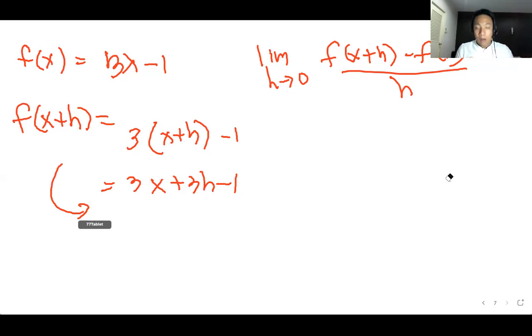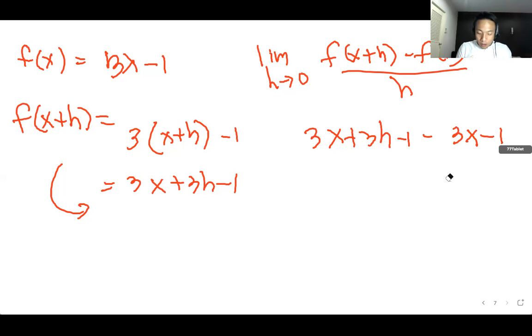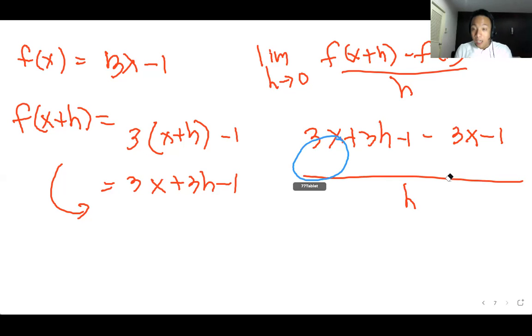Okay, so this will be our f of x plus h. Okay, let's put those in our formula. So f of x plus h is 3x plus 3h minus 1 minus f of x is 3x minus 1. Right? All over the h. Only h. So wala namang value yung h. And we cannot use 0 is because kapag 0 yung ilalim, it will become undefined. Undefined. Okay? So let us simplify things here. As you can see, we have 3x and negative 3x.